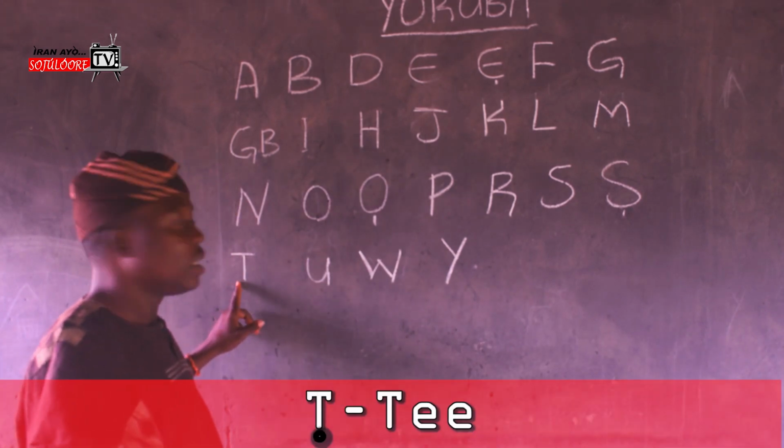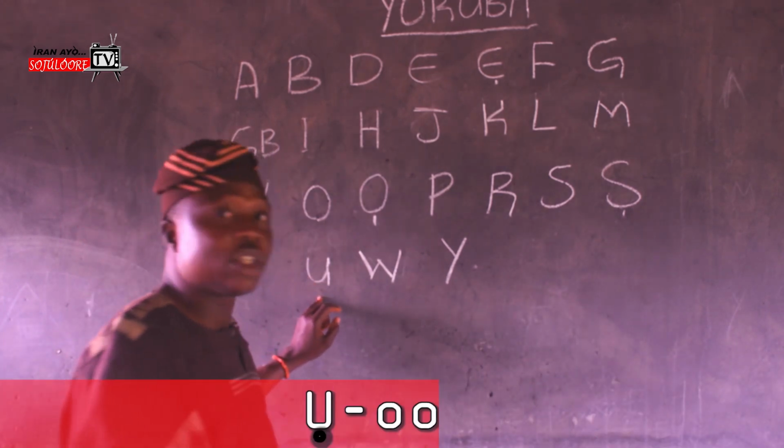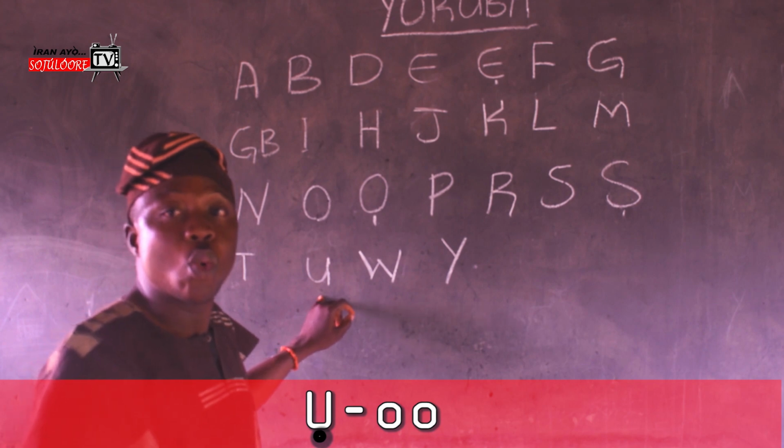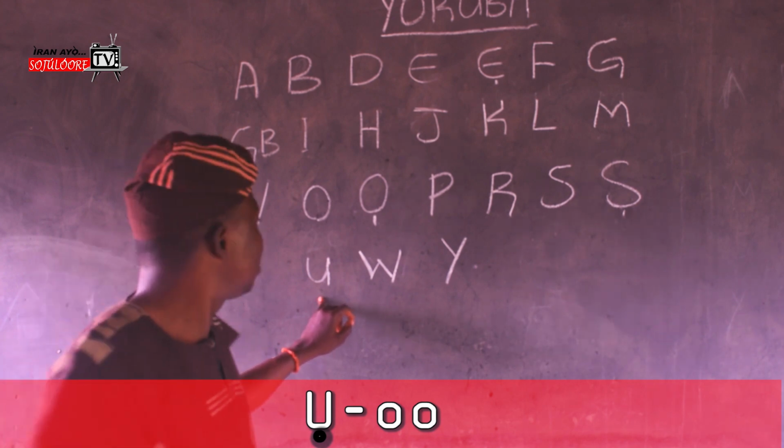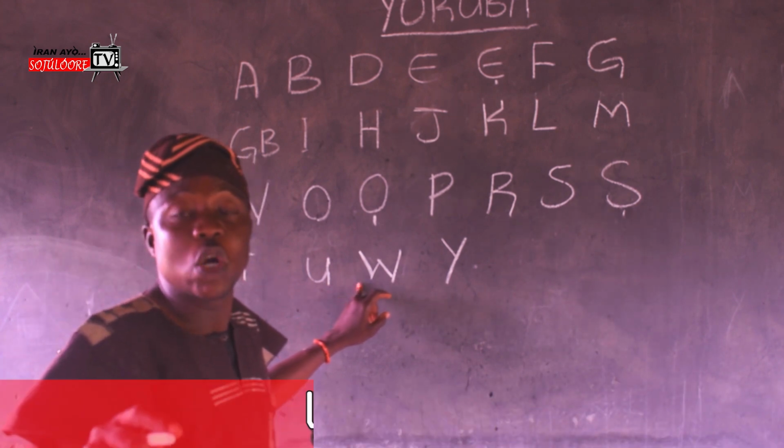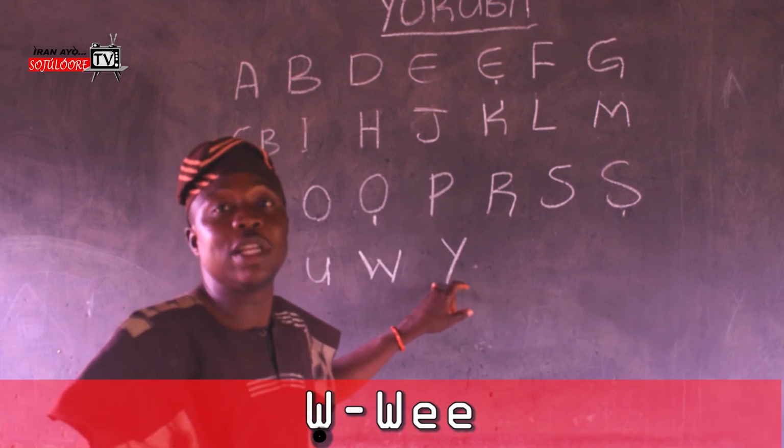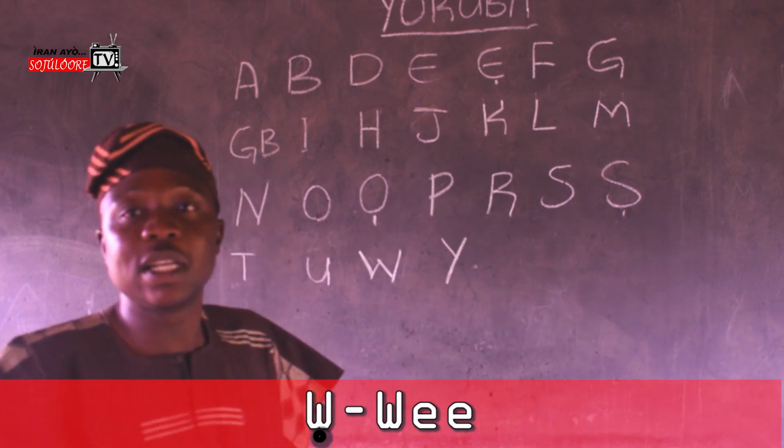The next one is U, which is U in English language. The next one is W. The last one is Y, which is Y in English language.